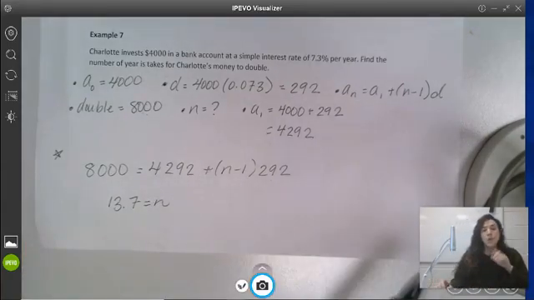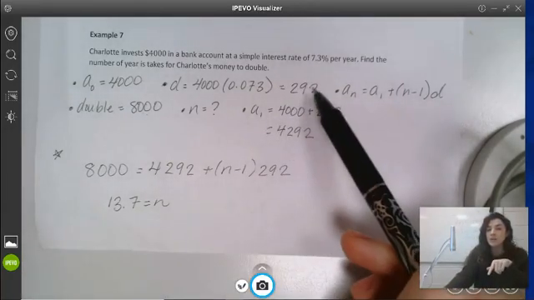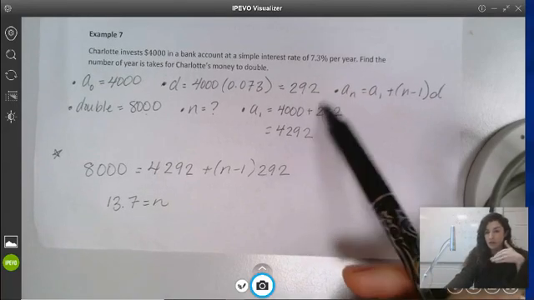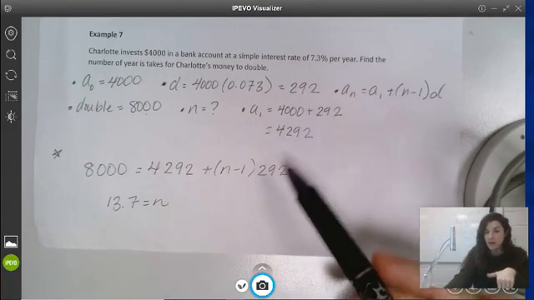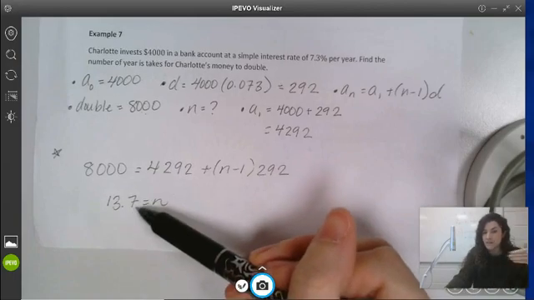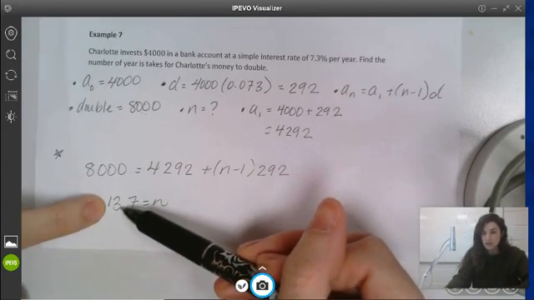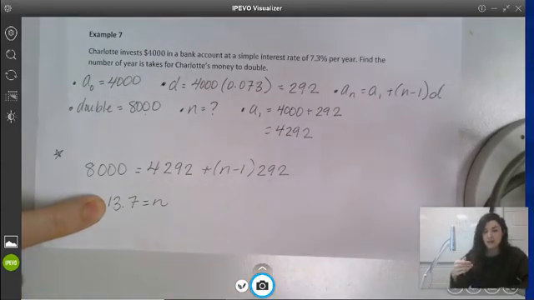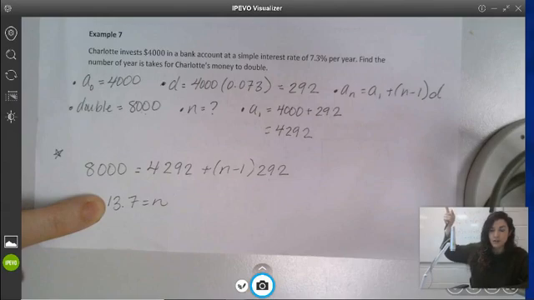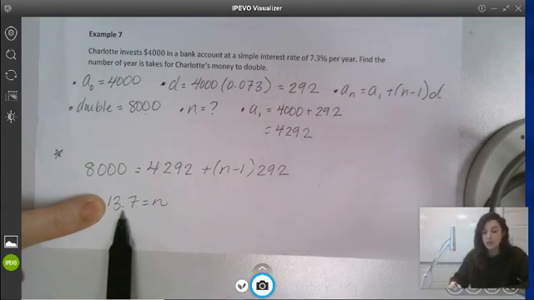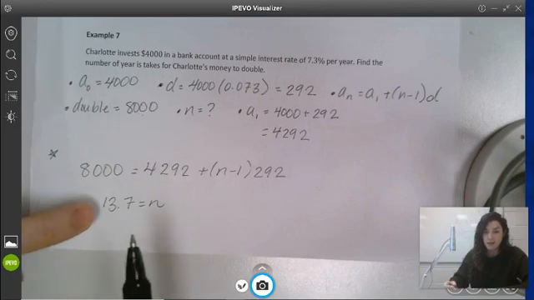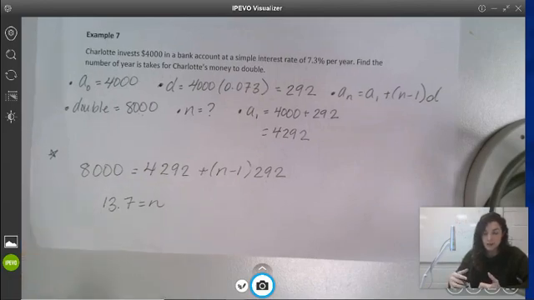Now the deal is that you only get this 292 US dollars at the end of the year. It's not like at 0.7, you're all of a sudden at 8,000. At the end of the 13th year, you're below 8,000. And then when you get to the 14th year, now you're above 8,000. And so keep that in mind when you're solving for n, is that we don't deal with 0.7s of a year. It doesn't happen in the middle of the year.